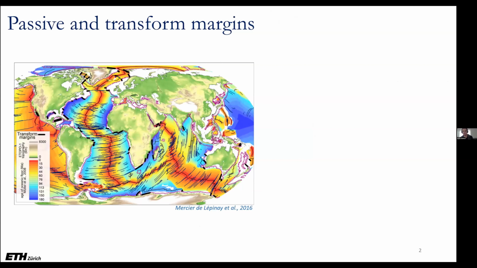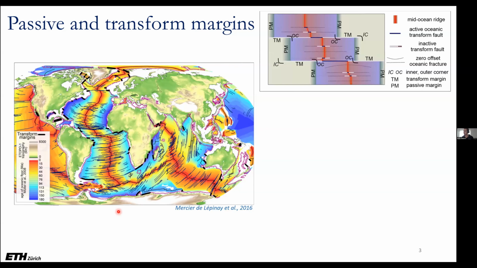So the formation and evolution of passive and transform continental margins are genetically connected and represent vital processes in plate tectonics during continental rifting and the opening of oceanic basins. Transform margins are indicated by thick black lines on this map, and they are either perpendicular to passive margins or they show an oblique angle with respect to the bounding passive margin segments.